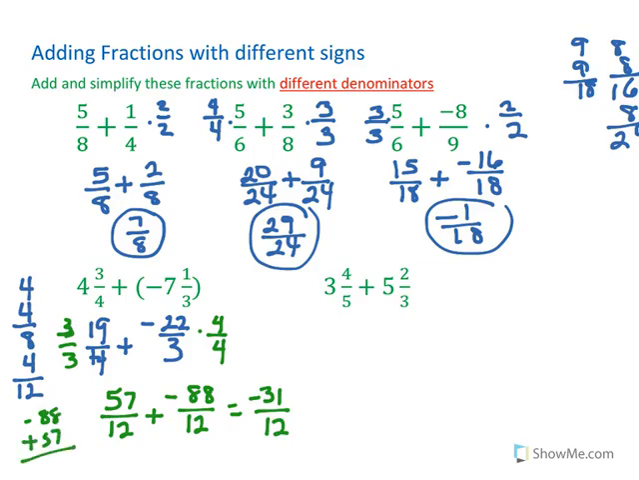So we're going to get negative 31 because the absolute value of the 88 is larger than the absolute value of the 57. So that's your answer for that one.